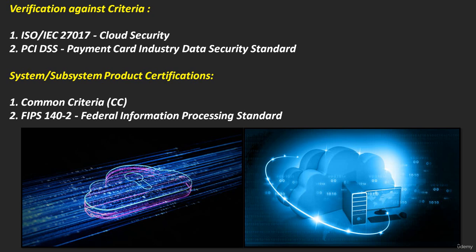Second is FIPS 140-2, the Federal Information Processing Standard. FIPS 140-2 is a US government standard that specifies the security requirements for cryptographic modules. Understand? Cloud environments frequently employ encryption to safeguard data in transit and at rest. So ensuring that a CSP uses FIPS 140-2 certified cryptographic modules guarantees that encryption practices meet stringent federal standards. This is particularly crucial for government agencies and organizations with regulatory compliance requirements.